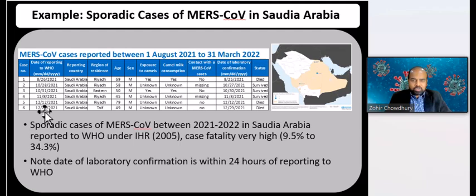So 6 cases were reported. They happened in different places in Saudi Arabia, so a little bit sporadic. And you can see the region, the age of the patient, and the exposure, whether they were exposed to camel, and whether they consumed camel milk, or whether they had contact with any other MERS-CoV patients. And then finally, date of laboratory confirmation and the status, whether they survived or died.